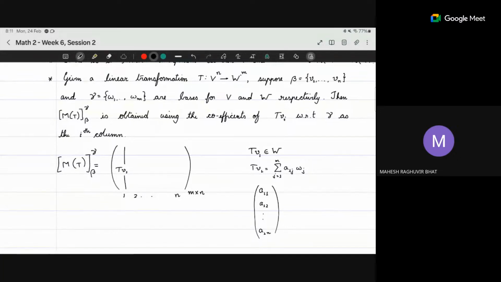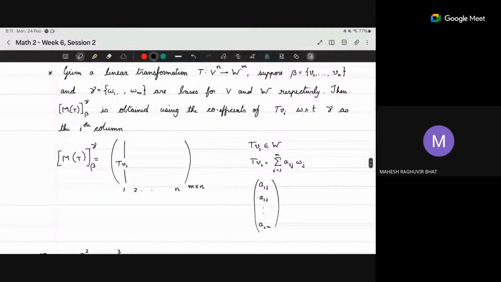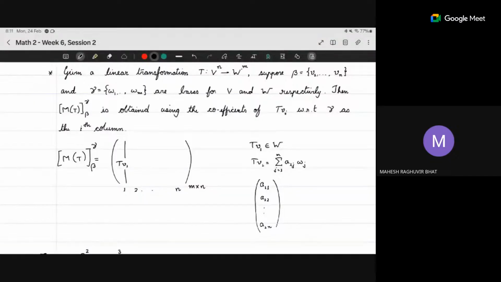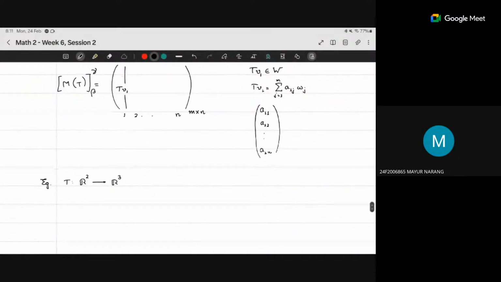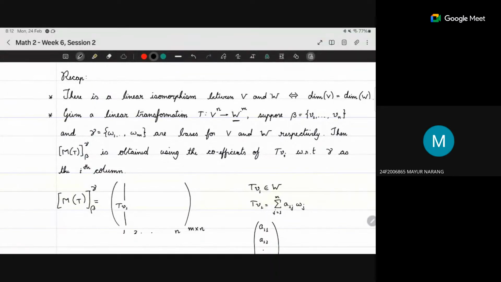Even if you don't understand that last statement, it's fine. Just remember that the order is m cross n, which is codomain cross domain. Dimension of codomain cross dimension of domain. Is that all right? What is codomain? Codomain is W. Range is the entire set, that is, all the vectors picked up by T.